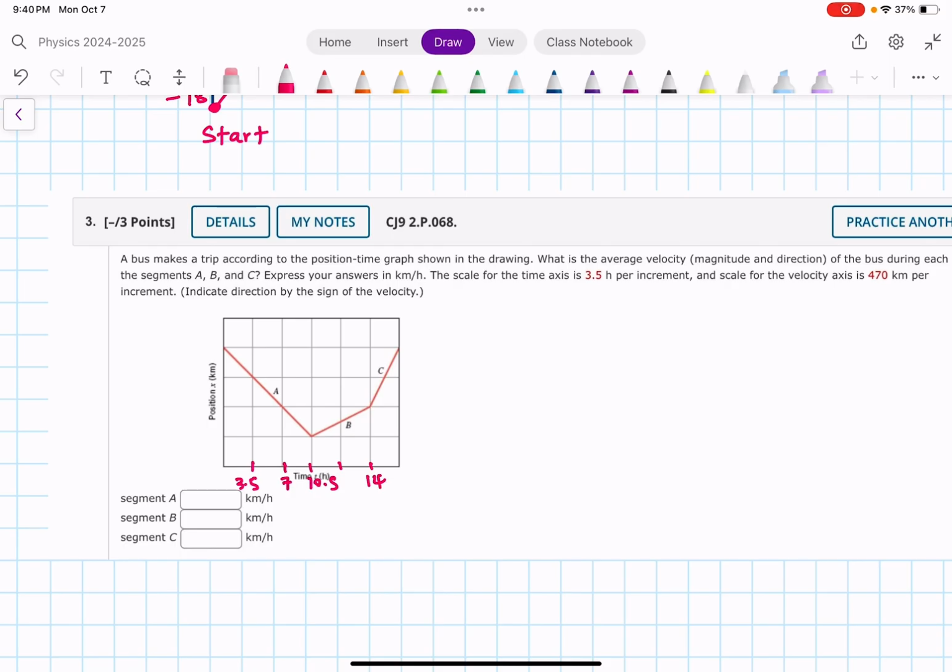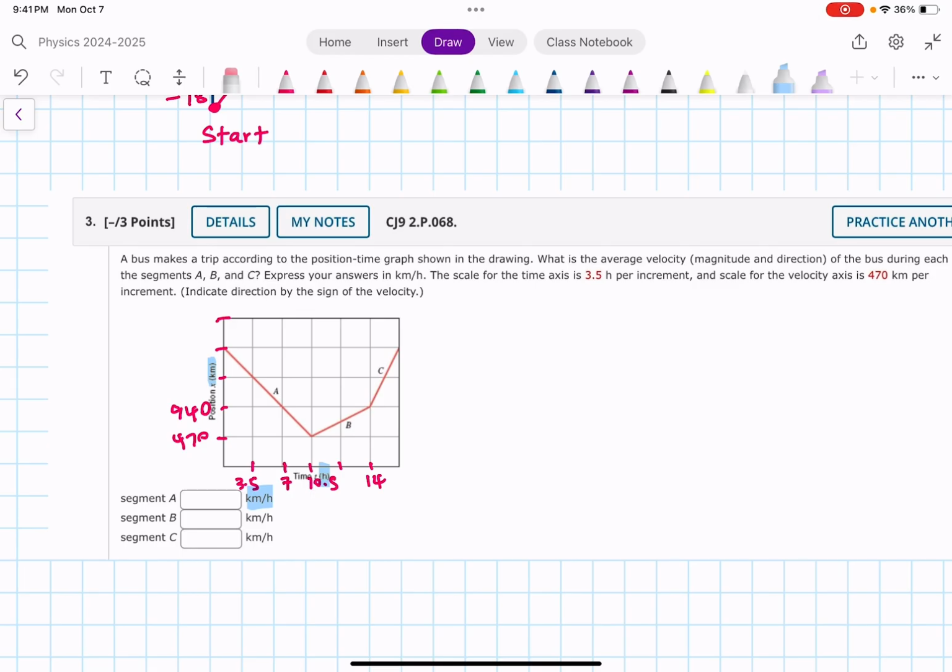Okay, so that's what you would do for the time axis. In the position direction, it goes up by 470, so every box is 470, which is somewhat annoying. 470, and then 470 plus 470 is 940, etc. And we don't even have to put all those in there. The units are not an issue here because we've got kilometers and hours, and the answer has to be in kilometers per hour.